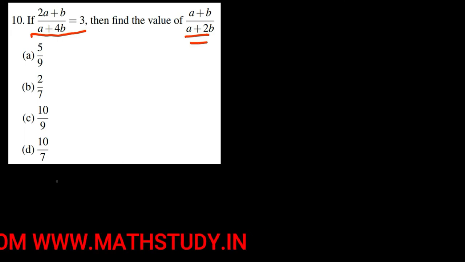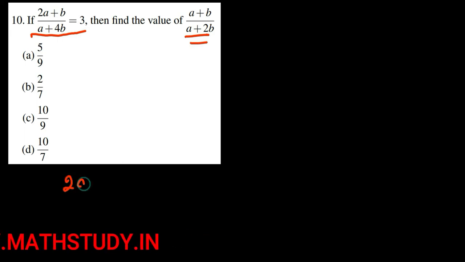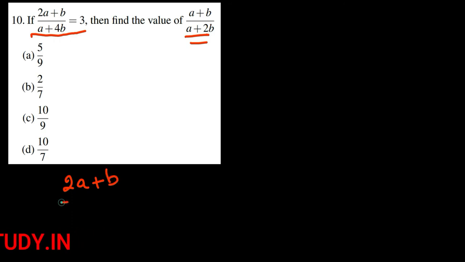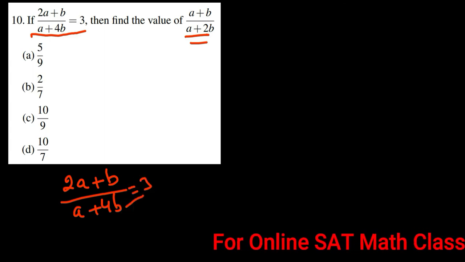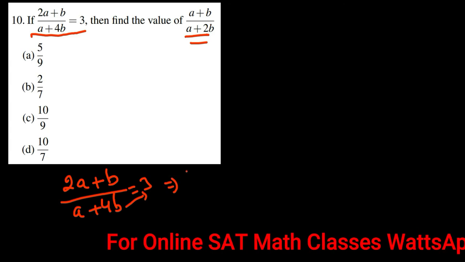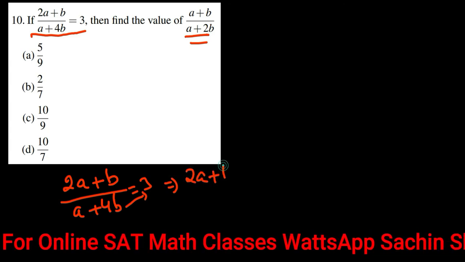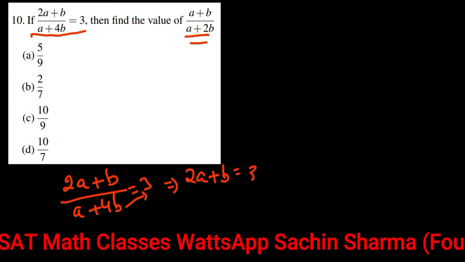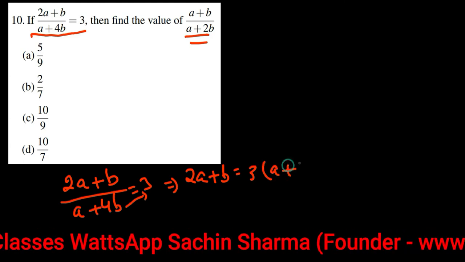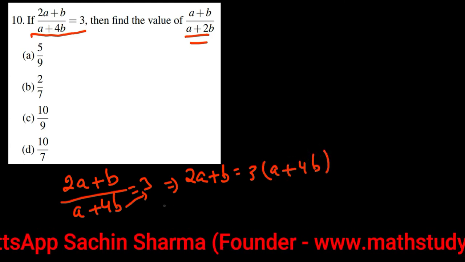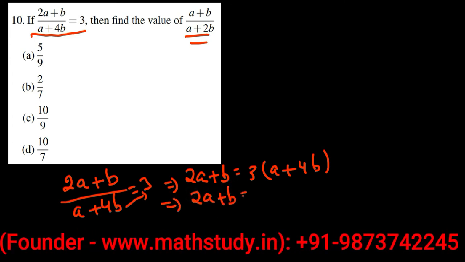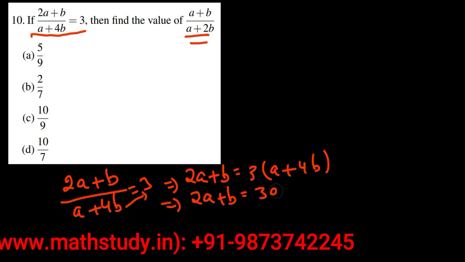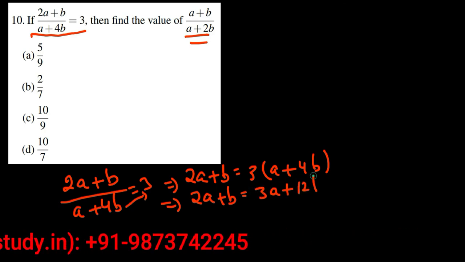Now let's simplify this term first. Here, (2a + b) whole upon (a + 4b) equals 3. Now multiplying this denominator with this 3, we will get 2a + b equals 3 into (a + 4b). So 3 into (a + 4b), so here we get 2a + b equals 3a + 12b, right?